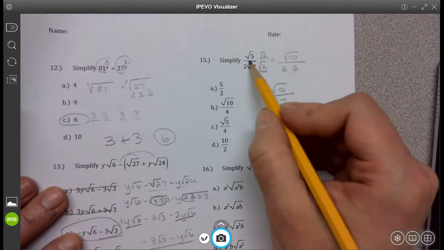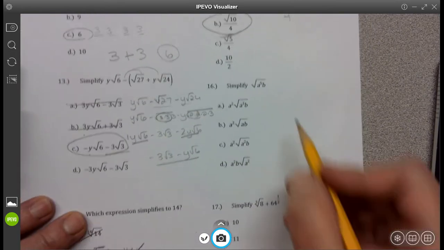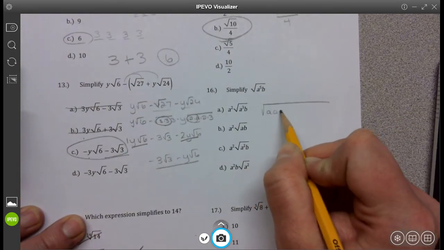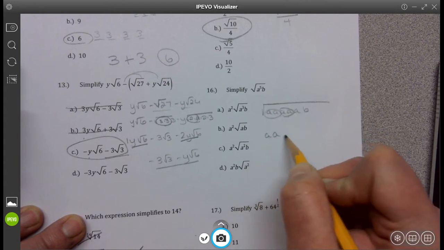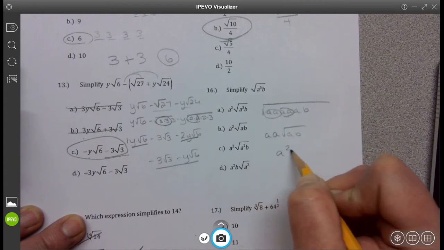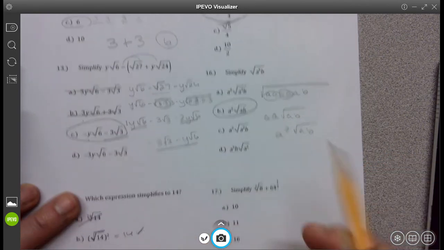Can you break down 10? Yeah, 2 and 5, but that's it. Always make it a decimal to check. Here, we're saying we have 5 A's and a B. So take your A's out, and you're left with AB. That's what you should get.